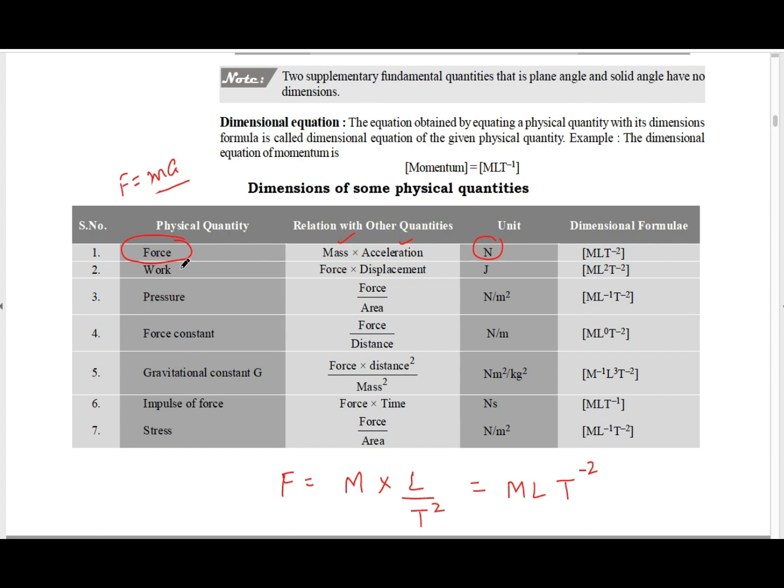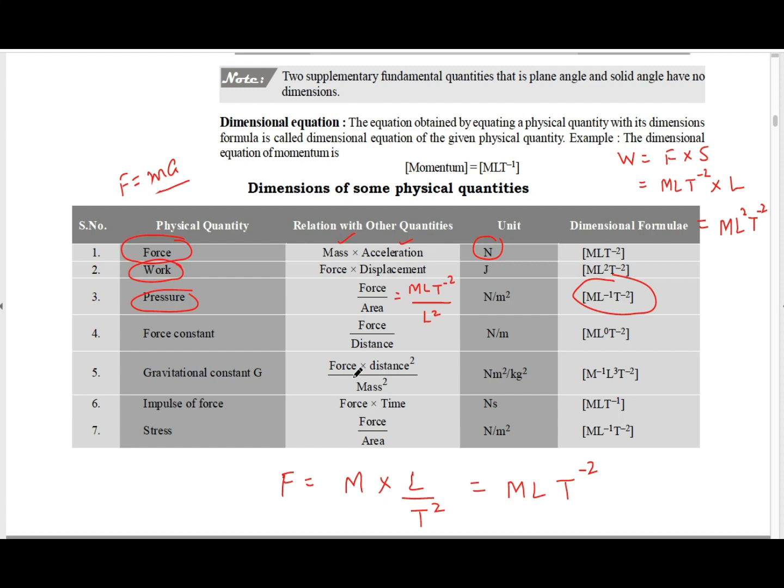Similarly, we can derive the dimensional formula of work. Work is force into displacement. The dimensional formula of force which we have derived is MLT raised to power minus 2, and displacement is generally represented as L. So the dimensional formula of work becomes ML square T raised to power minus 2. Similarly, you can derive the dimensional formula of pressure. Pressure is force per unit area. Force is MLT raised to power minus 2 and area is L square. So when we solve this, the dimensional formula of pressure is ML inverse T raised to power minus 2.